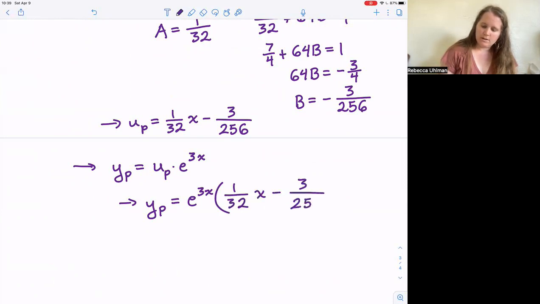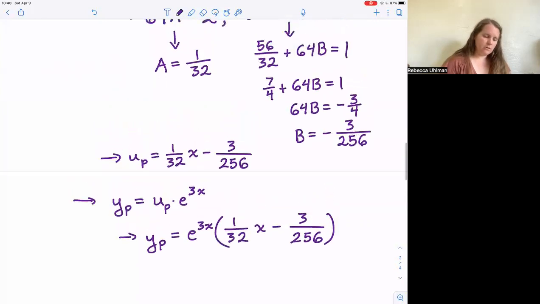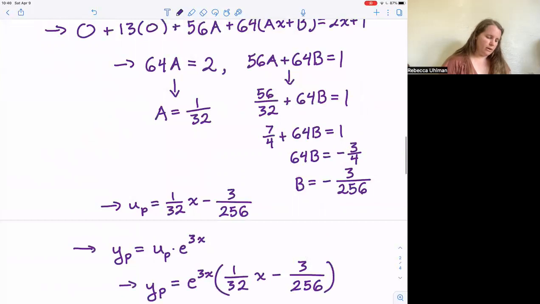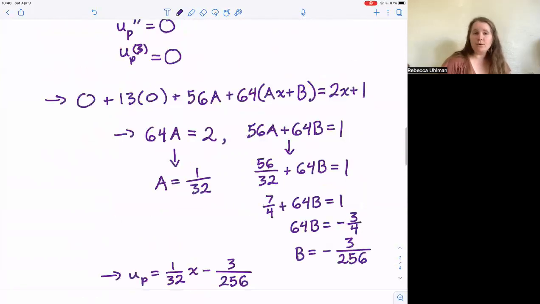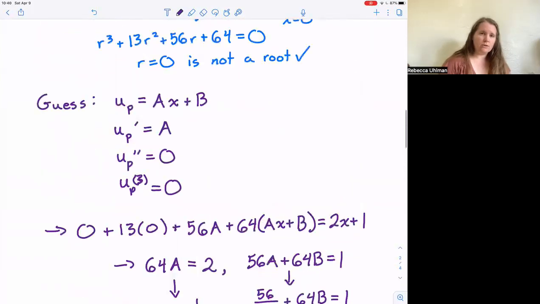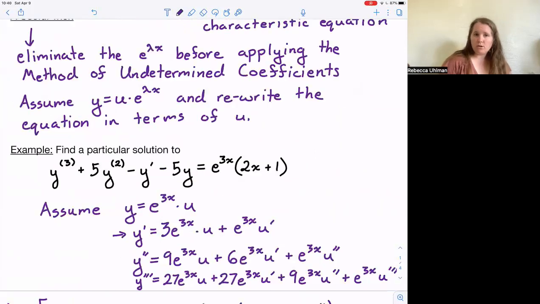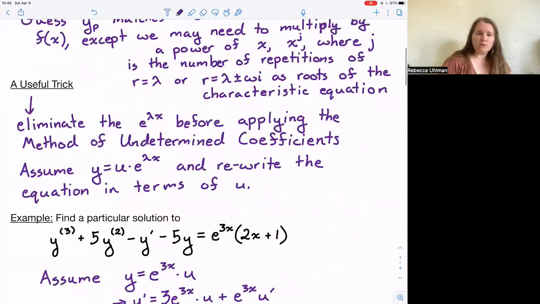Again, it's completely up to you if you want to just do your guess as e to the 3x times (ax plus b), that's perfectly fine. And then you can just do all of the product rules with the x's involved as well. So this is our particular solution. I don't remember if we were asked, yes, that was as far as I asked you to go. We do not need to find the general solution. So at this point, we're done. We've found our particular solution.